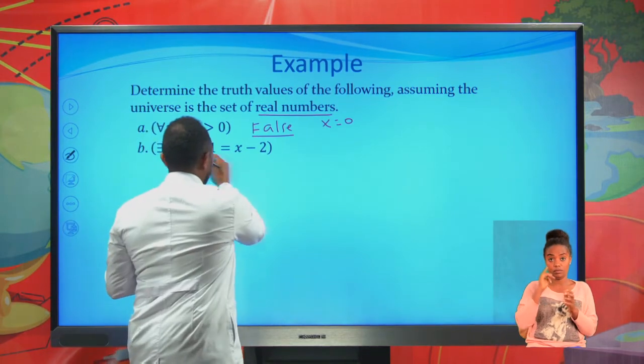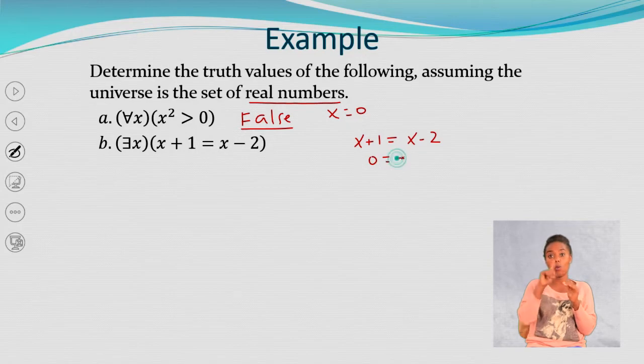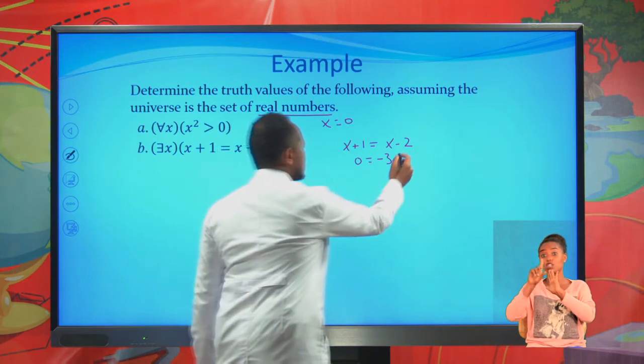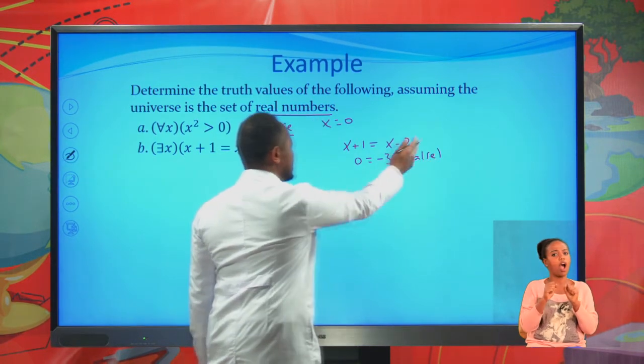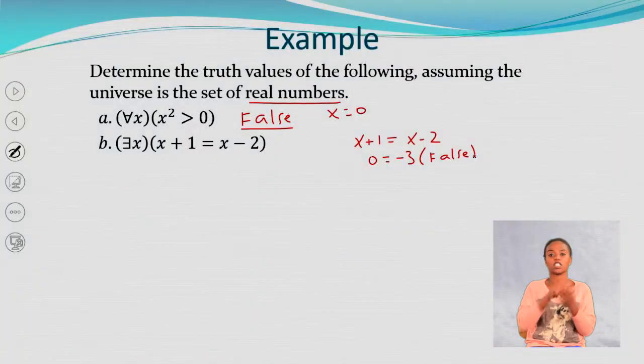If you solve this equation, x plus 1 is equal to x minus 2. Take x to this side, you will have 0 equal to... take 1 to the other side, minus 2 minus 1 is minus 3. This statement is false. You can't find a number satisfying this equation. Therefore, there is no real number satisfying this equation.